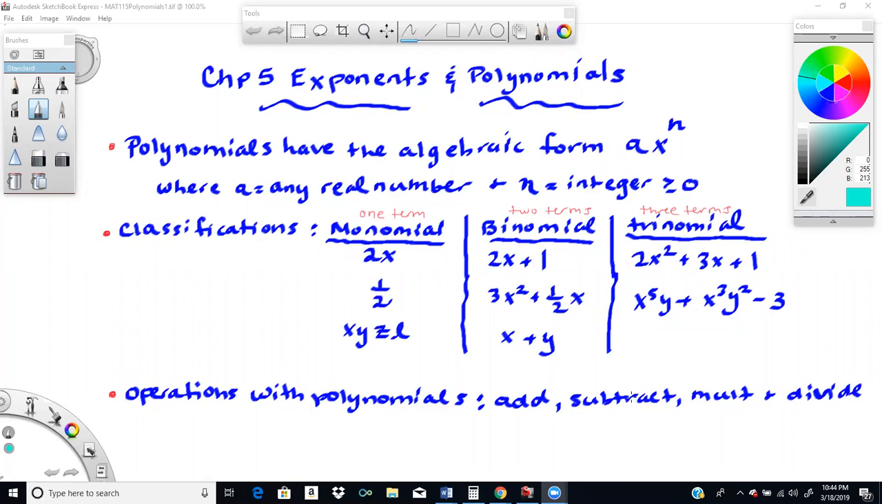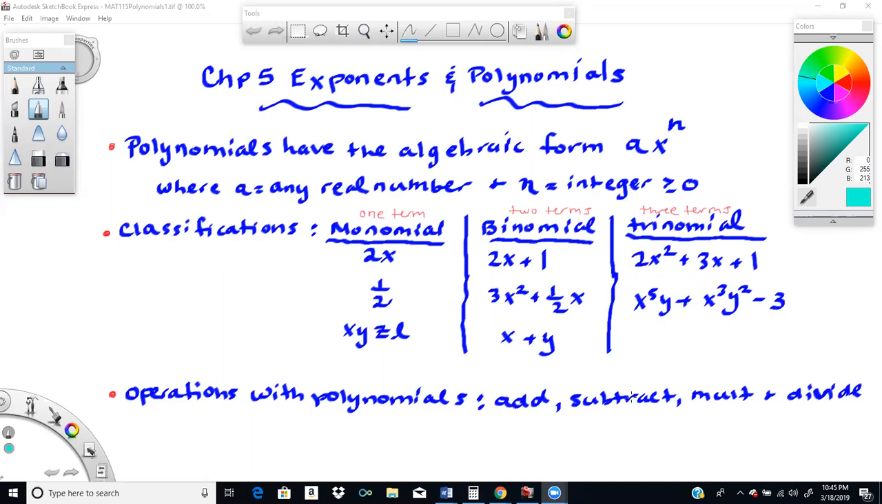So basically, when we're dealing with a polynomial, we are still working with an algebraic expression, okay? And it is of the form ax to the n power, where a is any real number and n is an integer that is greater than or equal to 0. So basically, you can't have an exponent that's a fraction, okay? Can't have a rational exponent. You can't have an exponent in your denominator, okay? So if it doesn't fit that form, it's not a polynomial, it's just an algebraic expression.